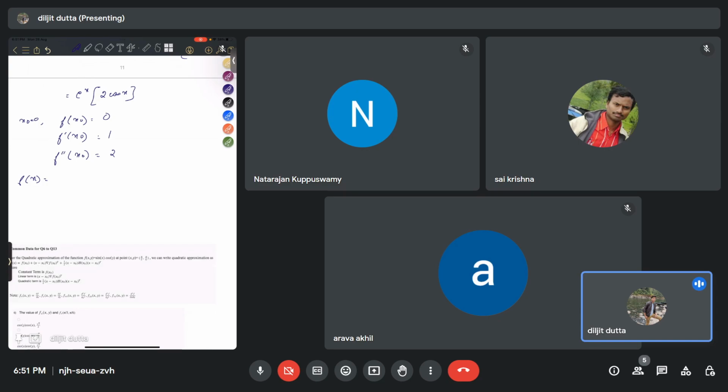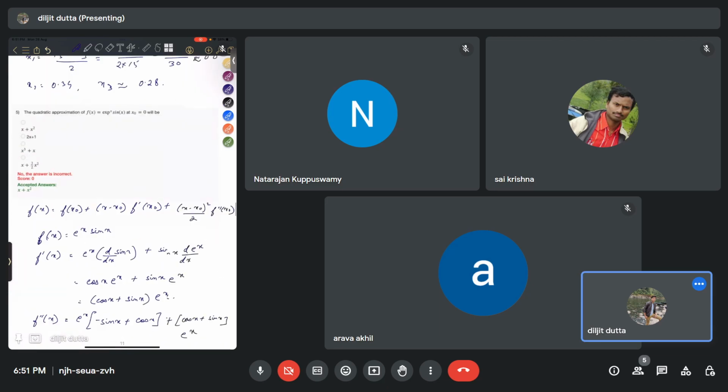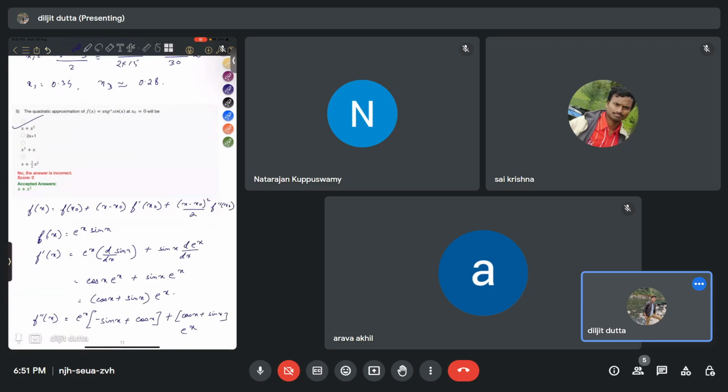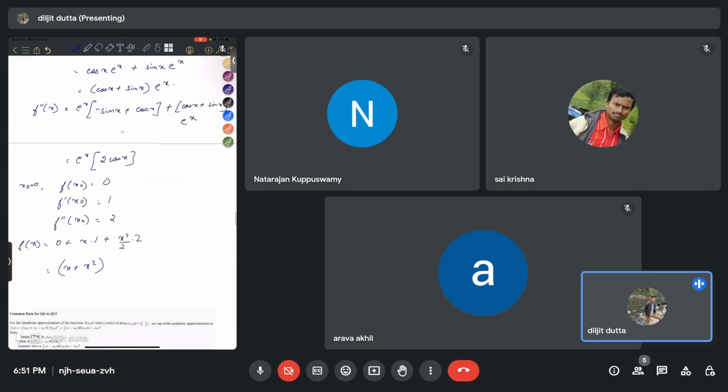So therefore we can write f of x equals f of x naught, 0, plus x into 1 plus x squared by 2 into 2. So it will be x plus x squared. The answer is x plus x squared. How do you solve using quadratic approximation?